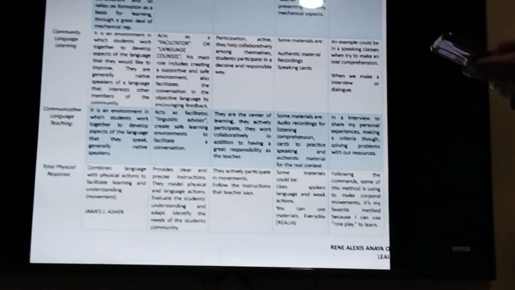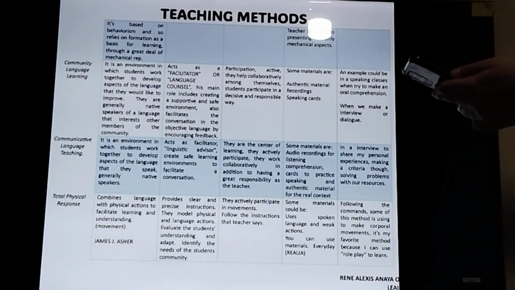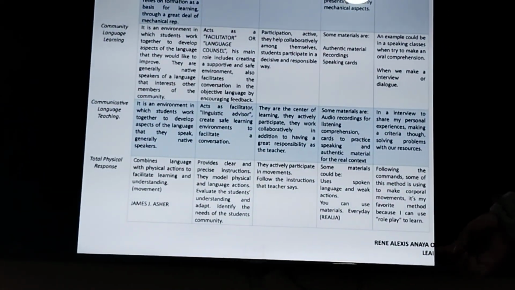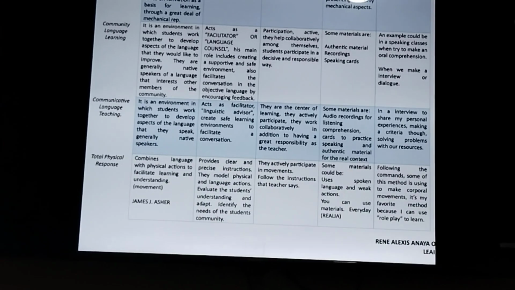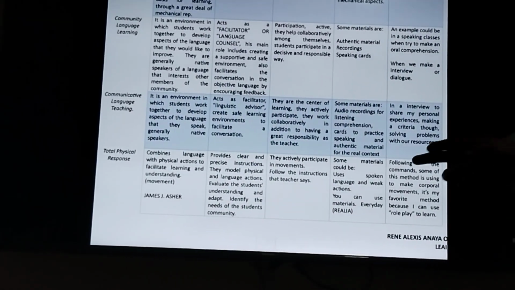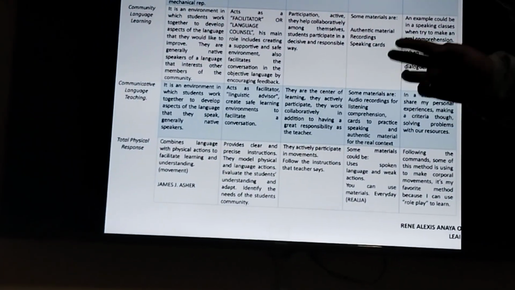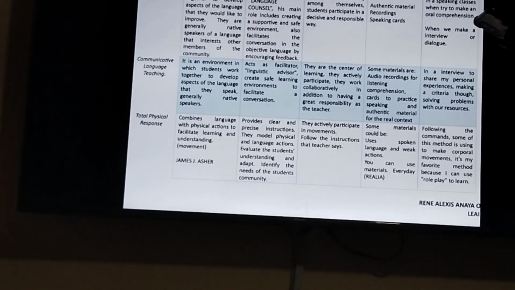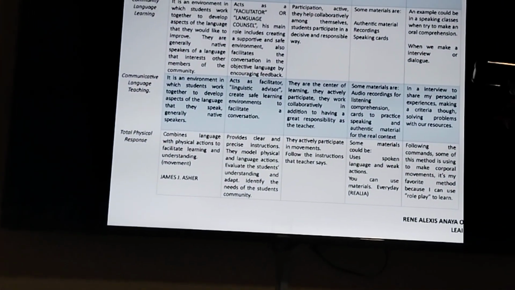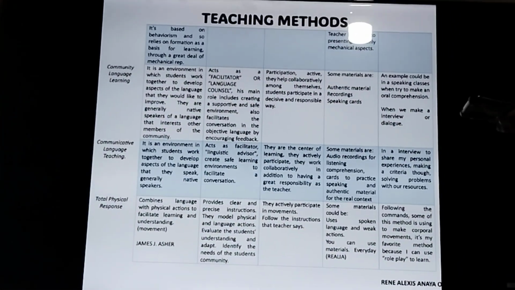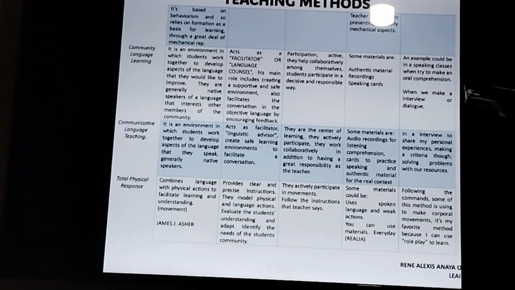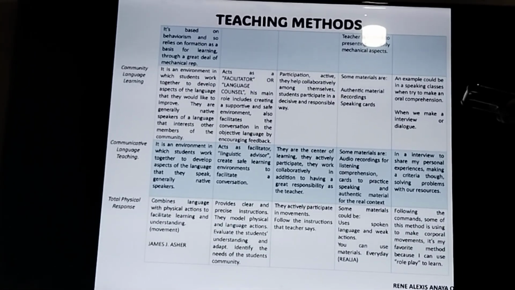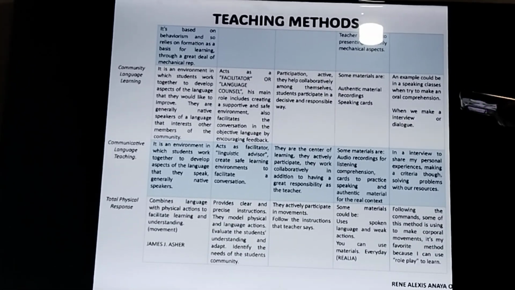An example could be in speaking classes when you try to work on oral comprehension. You have to make a dialogue where the students connect their learning with other learning. The difference of this method from the last method is the collaborative work, because it is the main factor of this method.